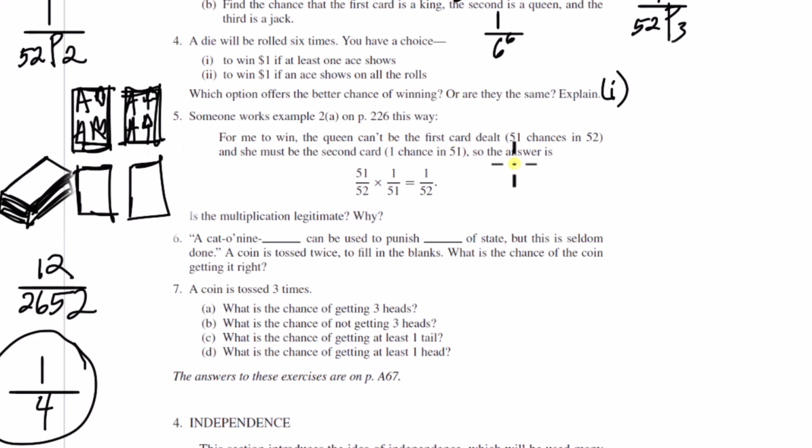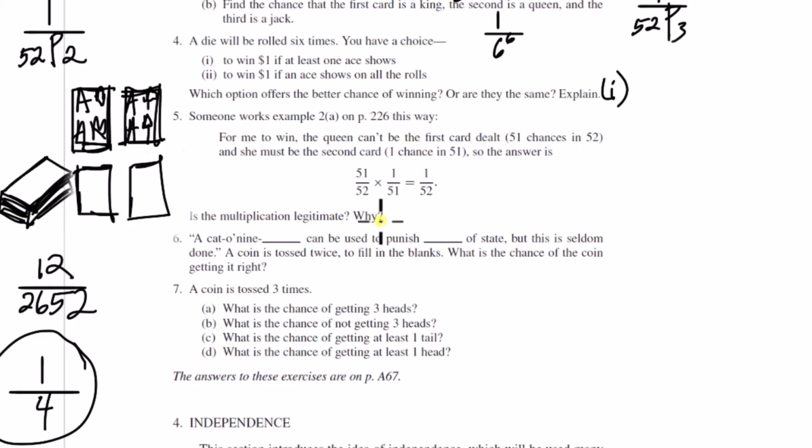It was you shuffle a deck and put it down, and now you're going to pull 2 cards, and what are the chances that the second card is the Queen of Hearts? It doesn't matter what the first card is as long as the second card is the Queen of Hearts. And so it's saying for me to win, the queen can't be the first card dealt. There's 51 chances in 52, and she must be the second card. There's 1 chance in 51. So the answer is this. Is the multiplication legitimate?